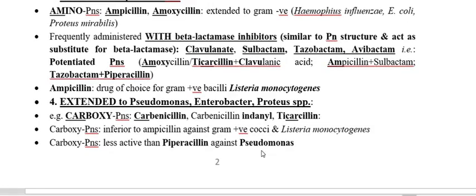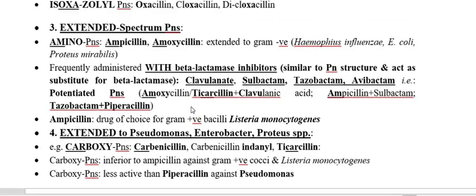Next, we have to go through the other extended penicillin. How is this better than the earlier extended penicillin? Because this extended penicillin acts not only against the soft gram negative bacteria, but is also active against the hard gram negative bacteria like Pseudomonas, Enterobacter, Proteus, and these penicillins are called carboxypenicillin. Carboxy is there, so that is why they are called carboxypenicillin.